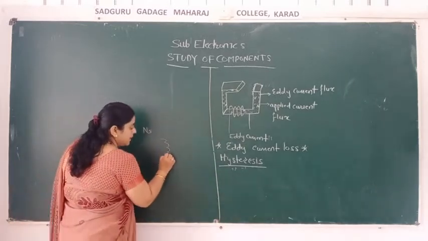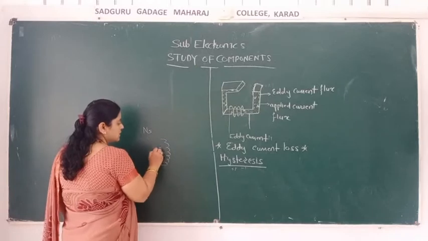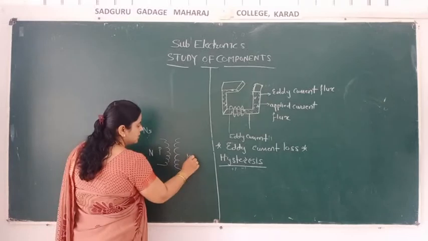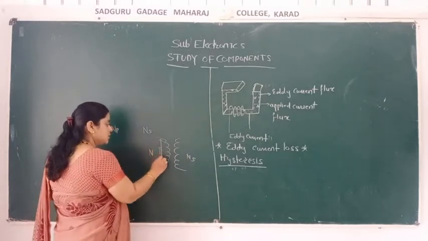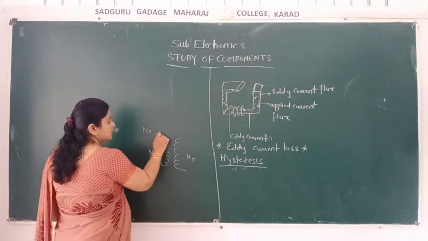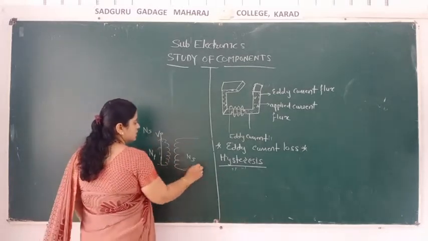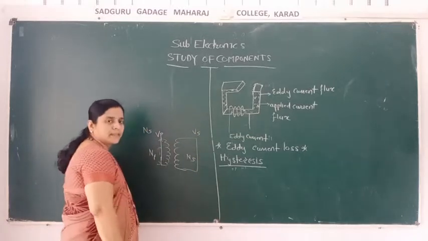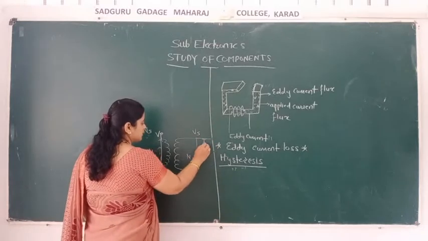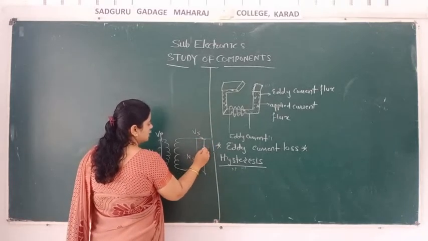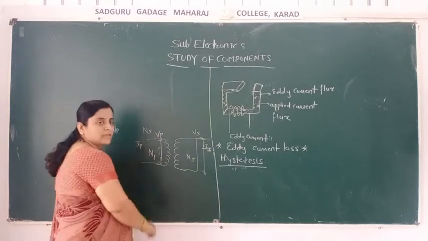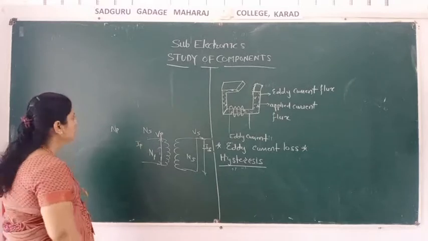The primary windings are called NP. Then the secondary windings are called NS. The voltage across the primary is called Vp, and the voltage across the secondary is called Vs. Exactly the same, if current flows through the secondary, it is called Is, and the current through the primary is called Ip. Okay, so we have seen the relation also about that.